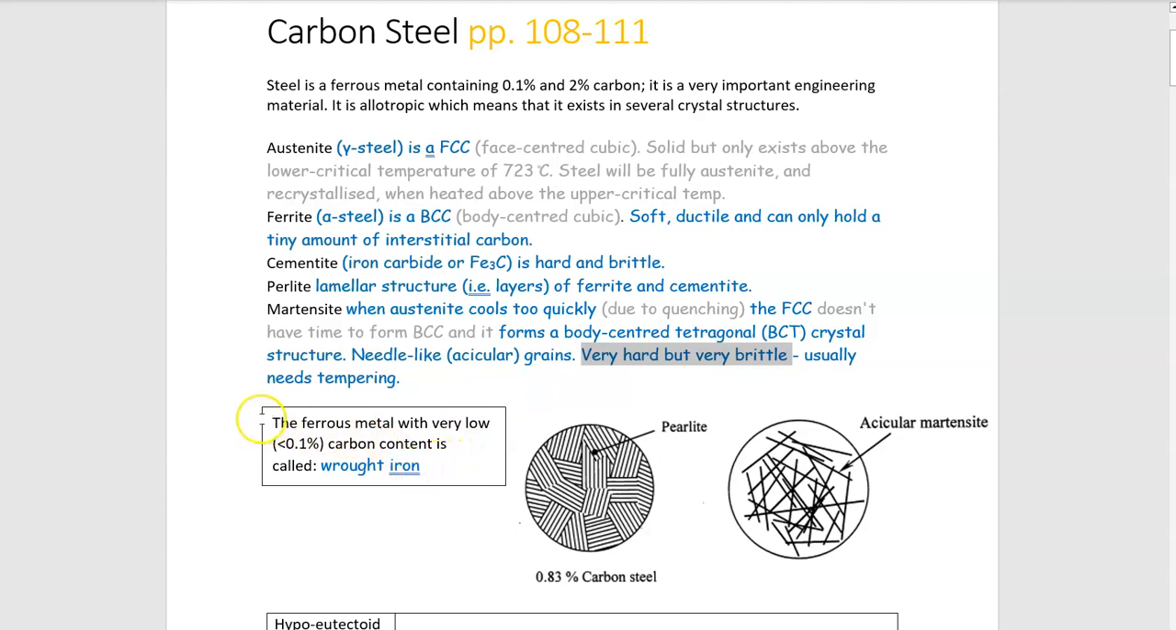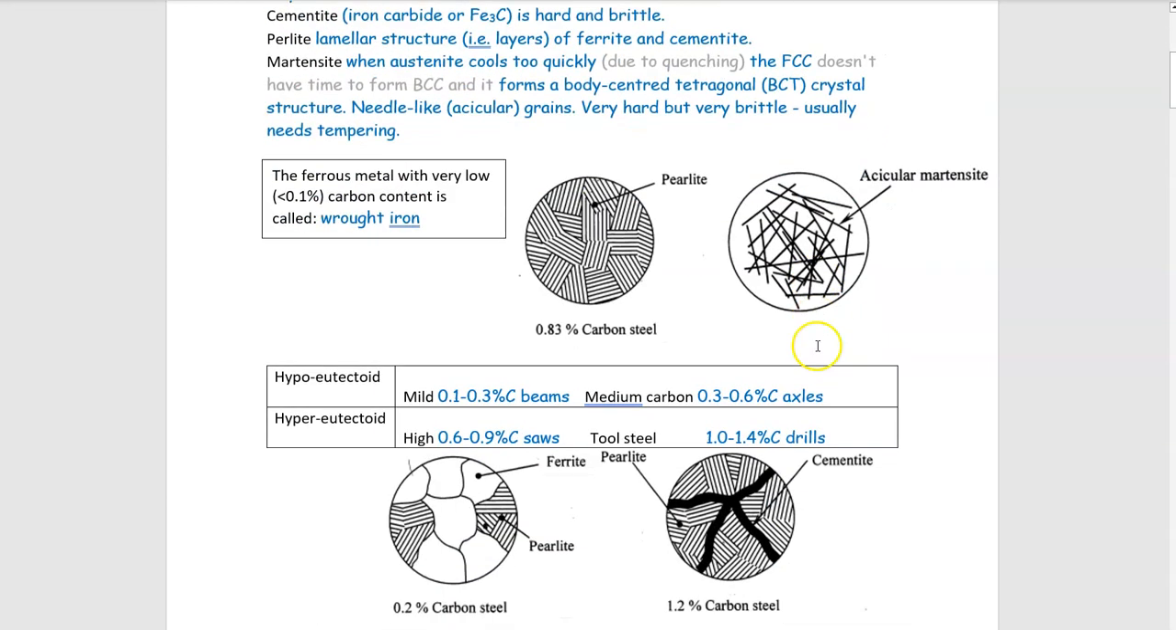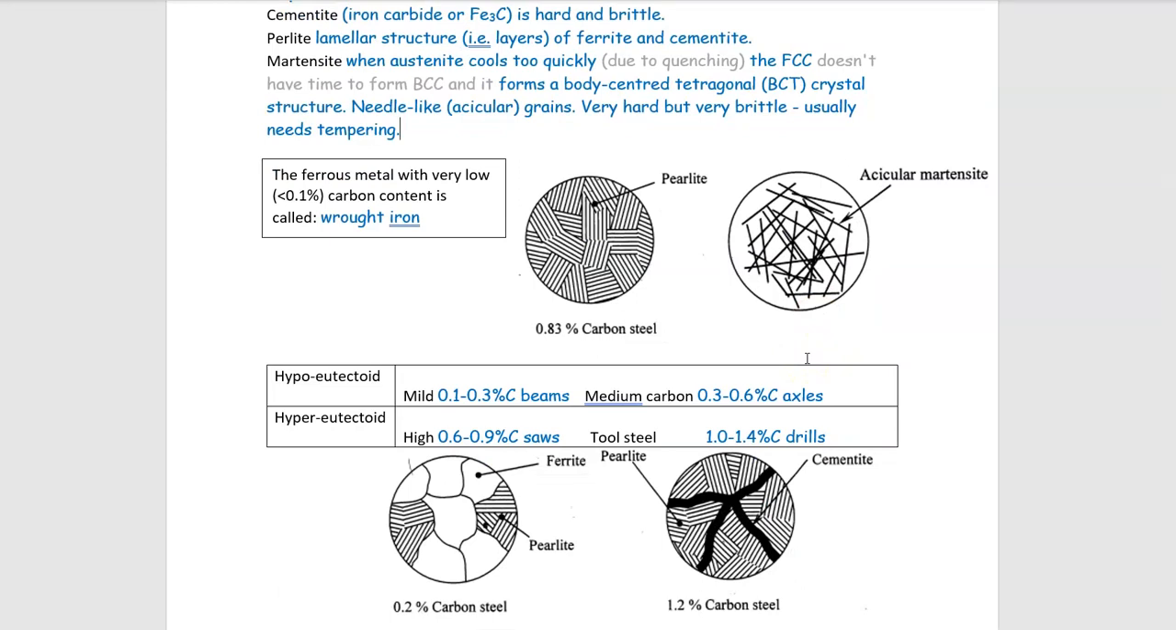Now, it's also worth mentioning that there is a ferrous metal with very low carbon content. That's called wrought iron, so you might need to know that. Wrought iron compared to cast iron: there's a question where I expect you to know that wrought iron has some amount of tensile strength. It doesn't cast particularly well. It can be forged. So those things are relevant to past HSC questions.